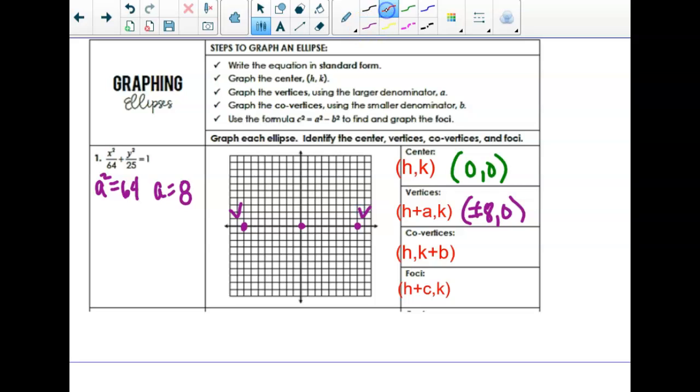All right, and the co-vertices are b. Well, what's b squared? So B is 5, and that's underneath the Y, so we're going to go up and down 5.